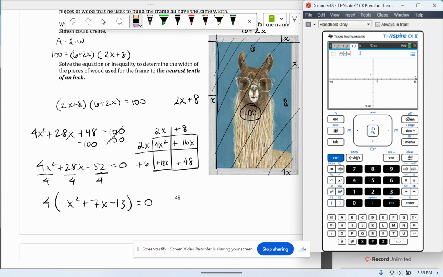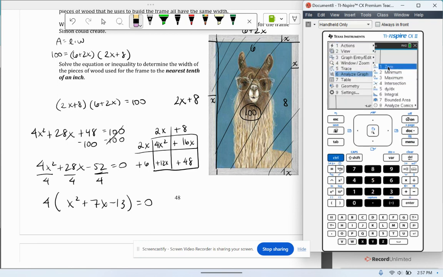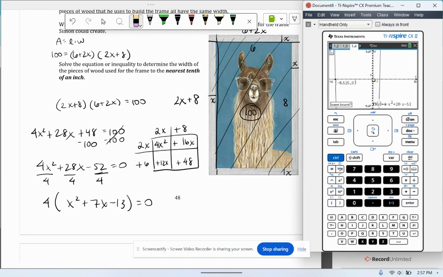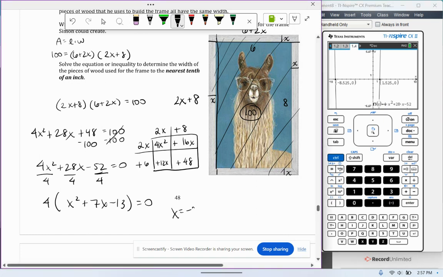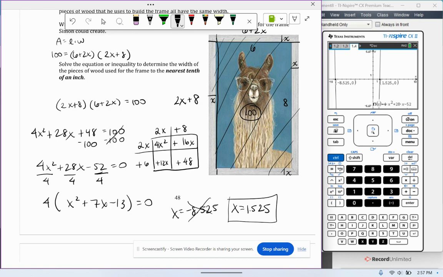All right, I've got 4x squared plus 28x minus 52. And let's find those solutions. Okay. I've got x equals negative 8.525, x equals 1.525. Which one makes the most sense in the context of the problem? X represents the width of a picture frame, so we're going to reject the negative and accept the positive.